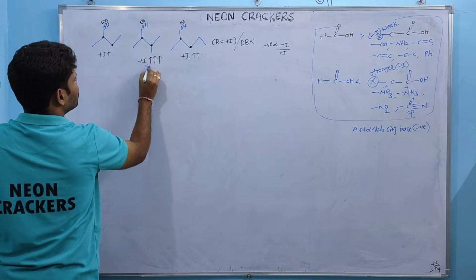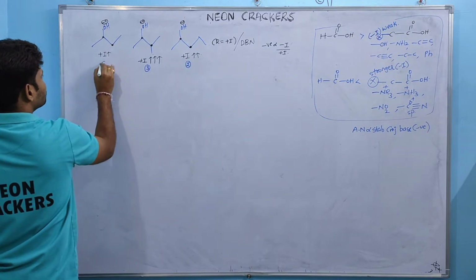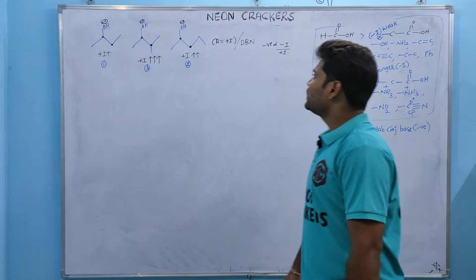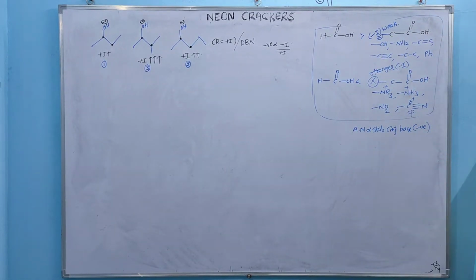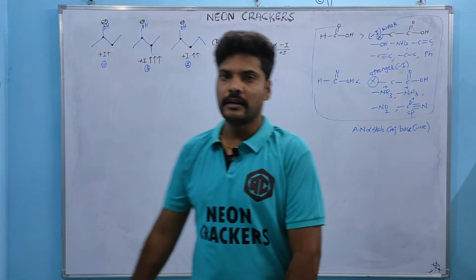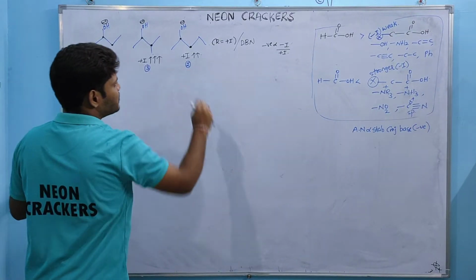This is the third one. Next, here is the moderate, second one. Here is the first one. So this is the acidic trend of alcohols. Check it better, this will be the acidic trend of alcohols. All are secondary alcohols, but depending upon the alkyl group, and of course the position also, it may be varied. So this is the alcohol acidic trend.